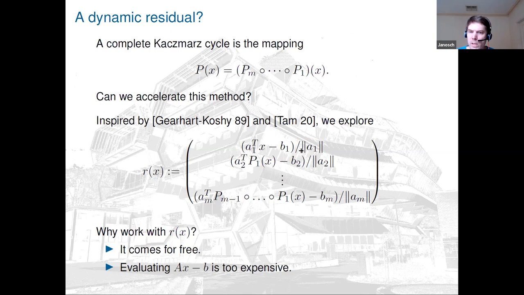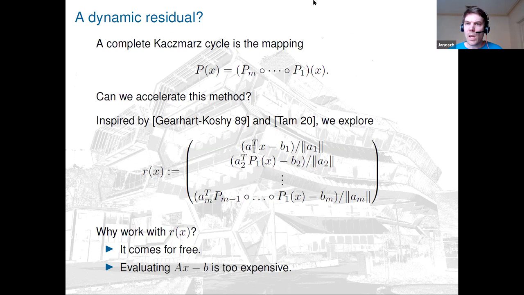But then things get different. So I'm saying, okay, after I have done my first step in the cycle, how wrong am I now from the point of view of the second row? So it's not a normal residual. It is something very different. That's why I call that dynamic. It measures along the sub-cycle, so to say, it measures the fine structure somehow.